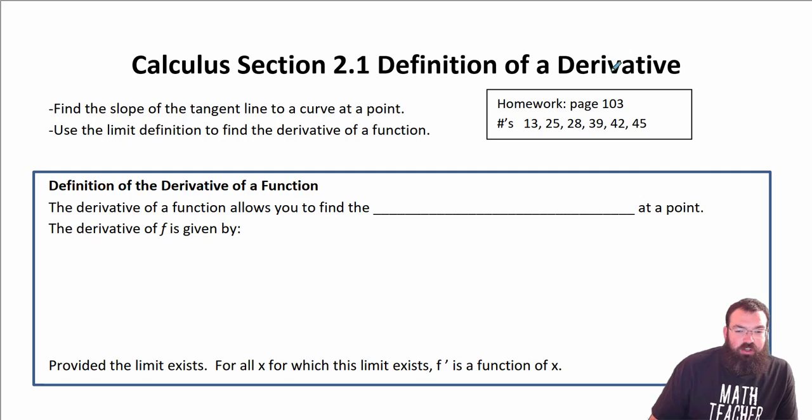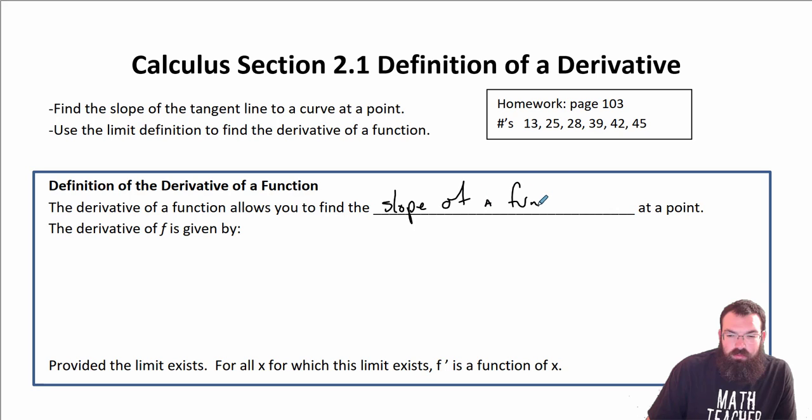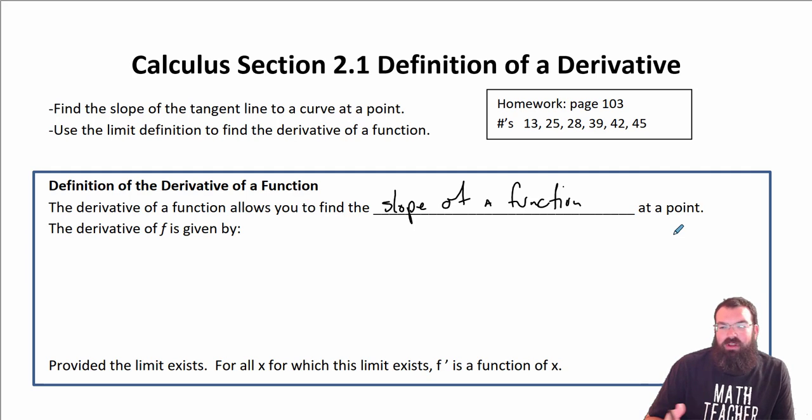So the derivative of a function allows you to find the slope of a function at a point. So any point on the graph, that is what a derivative tells you. As long as it's at that point, it'll tell you the slope of the function at that point.